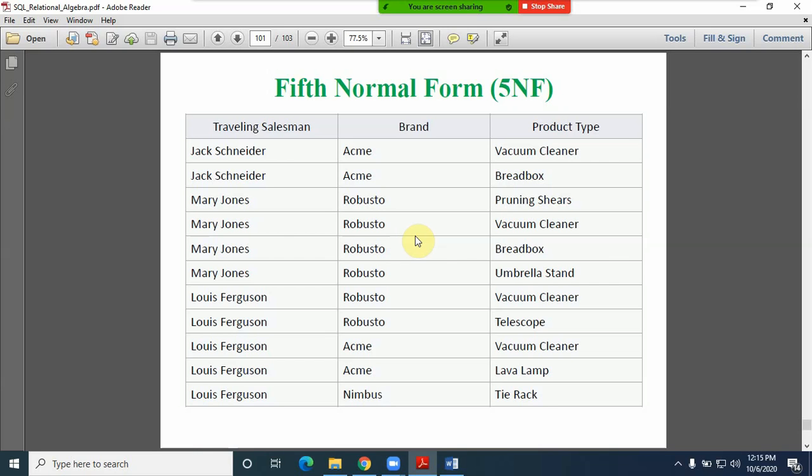And in that particular case, we are unnecessarily repeating. Suppose I want to represent a brand along with the product type, we are repeating the traveling salesman also. And if I want to find the traveling salesman related to the product type, we are unnecessarily repeating the brand also. And if I want to get only brand and traveling salesman, we are unnecessarily repeating the product type also, which should not be required.